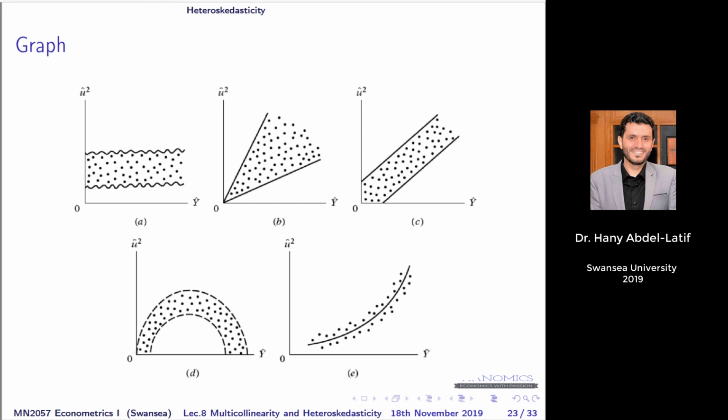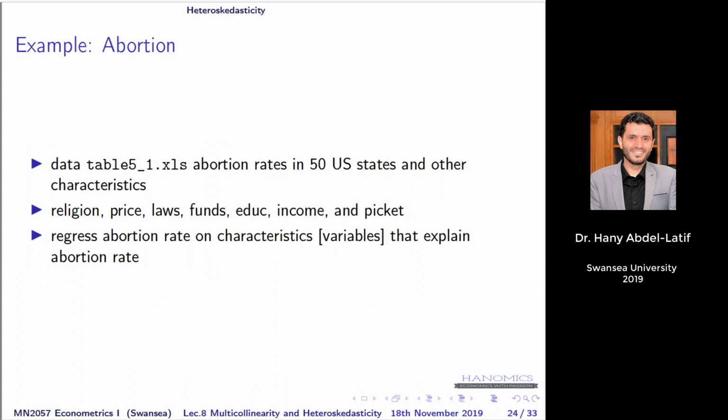If you see a very clear pattern, this means that there's a relationship between your residual square and the predicted value of y, or y hat, and that means you have heteroskedasticity. I think the easiest way to understand it is to actually go to an example.